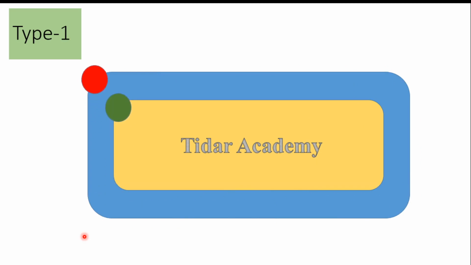So in this animated video, this is our starting video. In this starting video, we have seen that these balls are moving around this rectangle. This is my channel name, Tidar Academy, and I have shown that these balls are moving around this channel name. So this is one type.